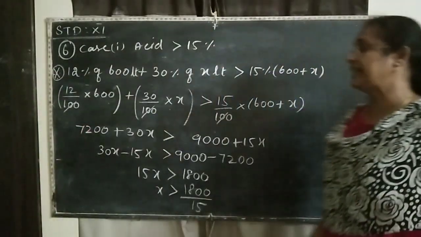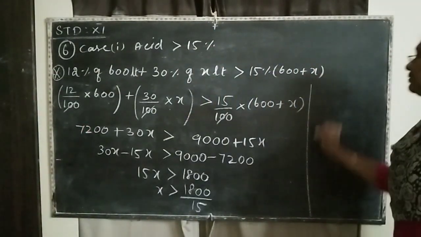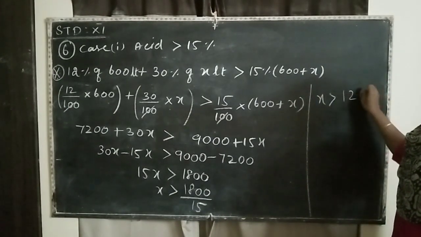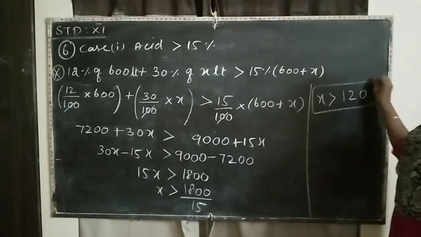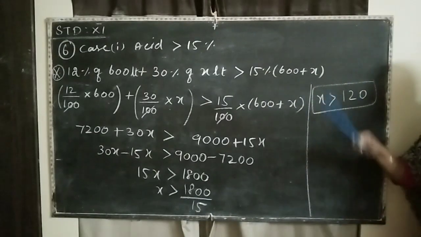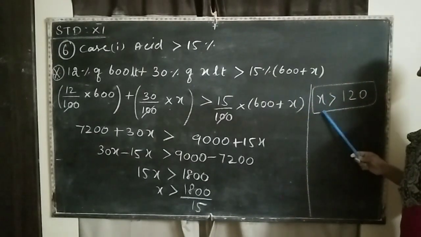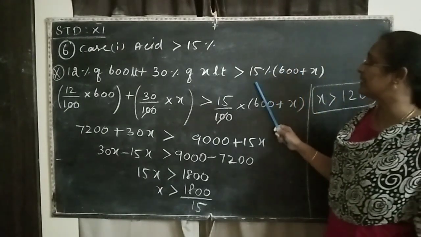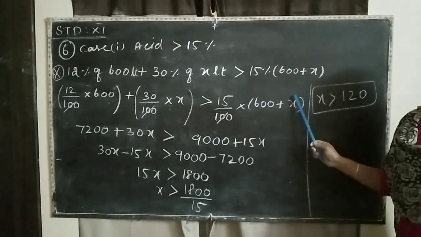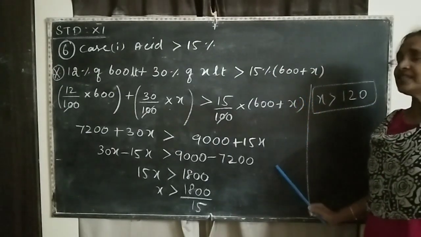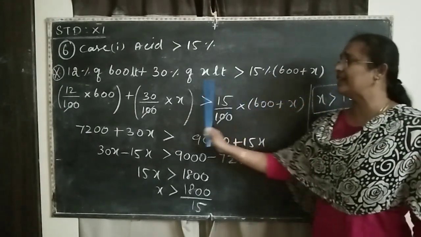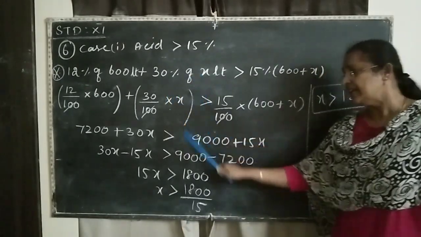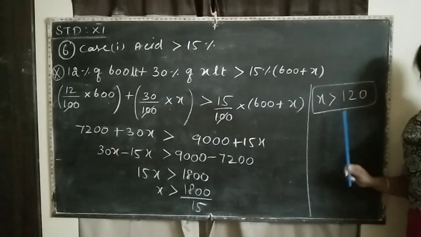Now what will be the final value of x? When you divide, x is greater than 120. So if the solution in the second beaker is greater than 120 liters, then we will get 15% of the resulting mixture. Is it clear, students? Look into this. This is the very important keyword here. If you understand this and write it properly, then the rest of the things are very simple.